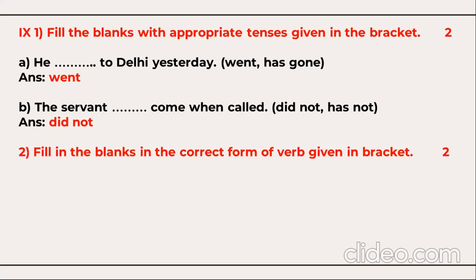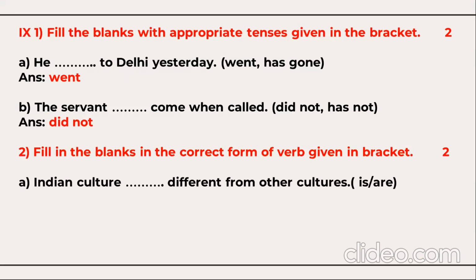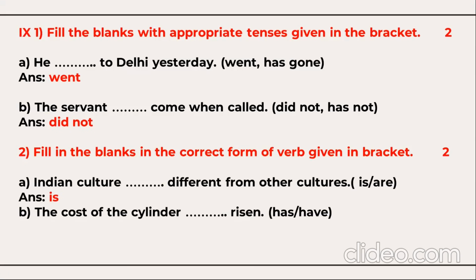Then subject verb agreement. Fill up the blanks with the correct form of the verb given in the bracket, for 2 marks. Indian culture is or are different from other cultures. Obviously Indian culture is a singular noun, and a singular noun carries a singular helping verb. So Indian culture is different from other cultures. The cost of the cylinder has risen or have risen. The cost is a singular noun, so obviously has risen. So this is about tense and subject verb agreement. You can see the links of those videos in the description box.